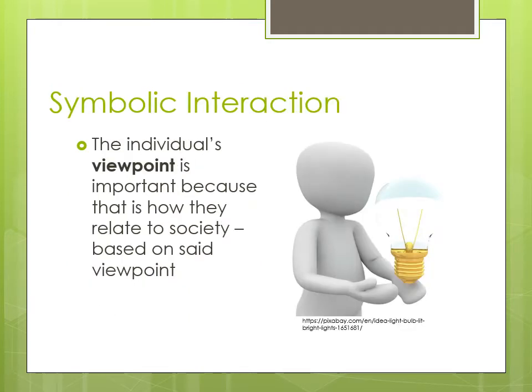Symbolic interaction then says that we all have points of view, and by the time you reach a college setting, you have very set points of view and you have an idea of what is reality. And so individuals come with points of view, and that point of view is very important because it is based on how those individuals will relate to their society.